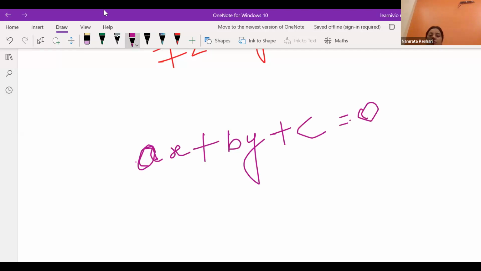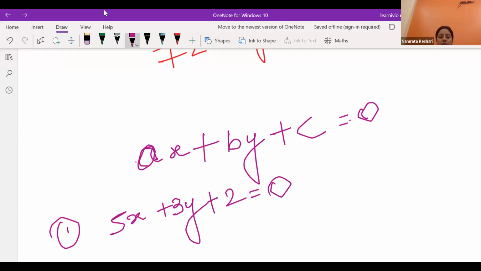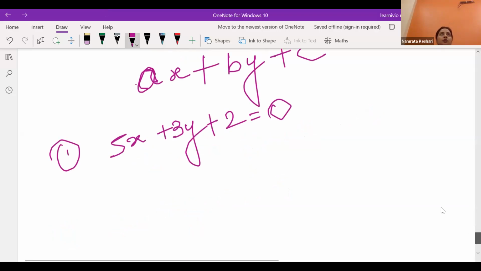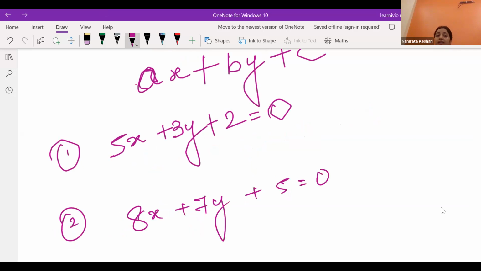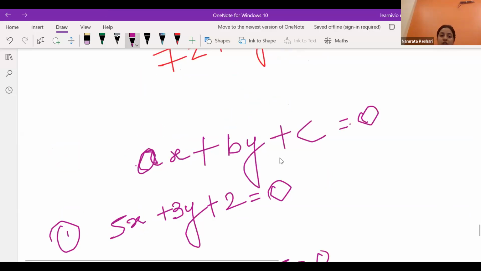That means your linear equation in two variable will look like 5x plus 3y minus 2 or plus 2 is equal to 0. This is one example. Anywhere, anytime, whether you are in class 10, 11, or 12, once you see this type of equation, that is 8x plus 7y plus 5 is equal to 0, quickly you will say, okay, this is a linear equation in two variable. Getting it? Yes, ma'am.